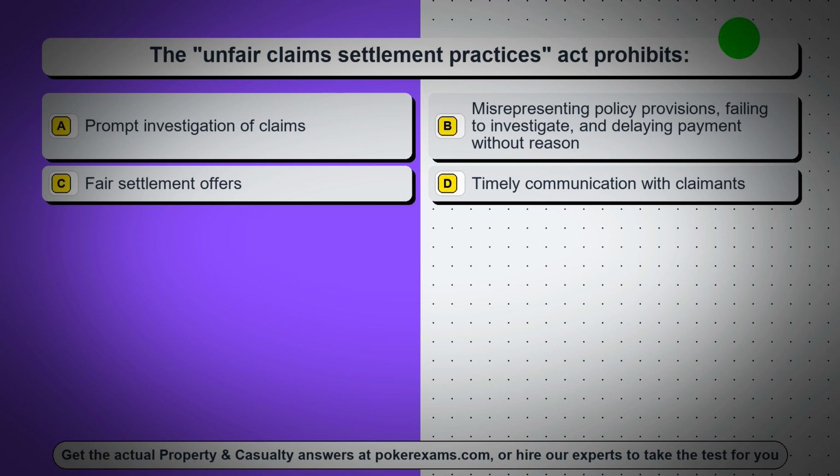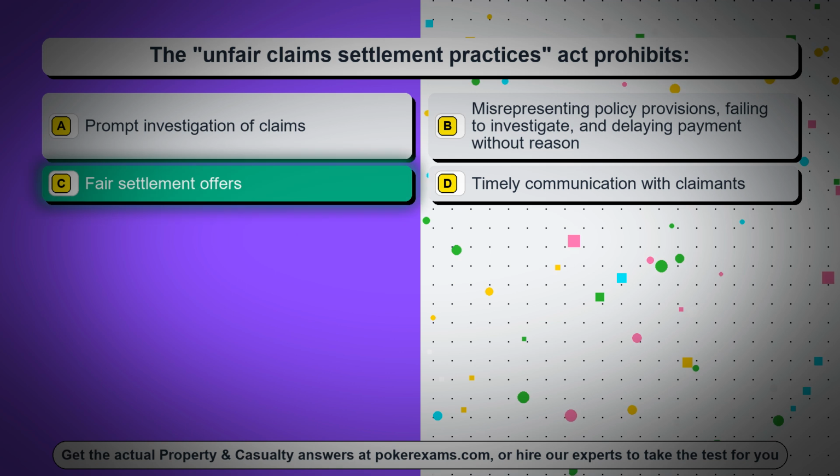Question 45. The Unfair Claims Settlement Practices Act prohibits: Option A, prompt investigation of claims. Option B, misrepresenting policy provisions, failing to investigate, and delaying payment without reason. Option C, fair settlement offers. Option D, timely communication with claimants. The correct answer is option C, fair settlement offers.